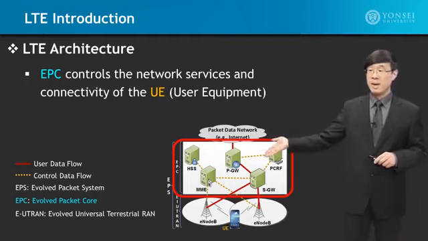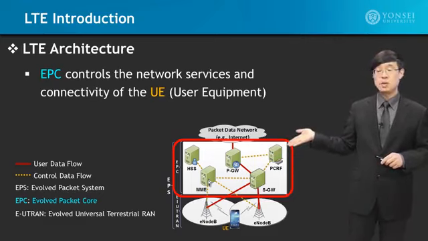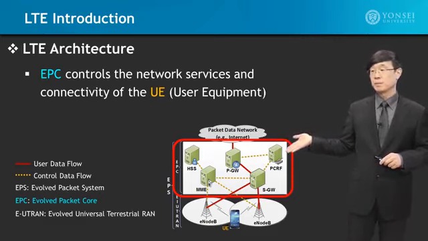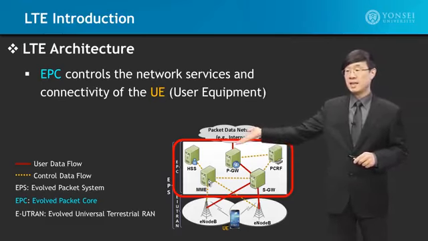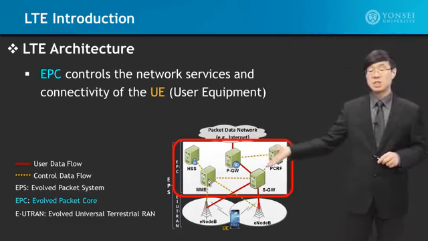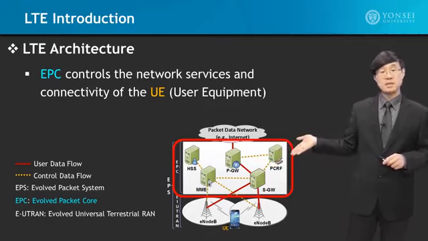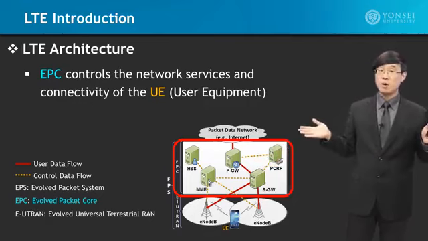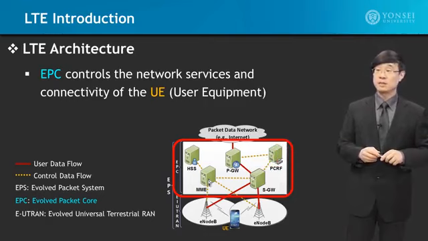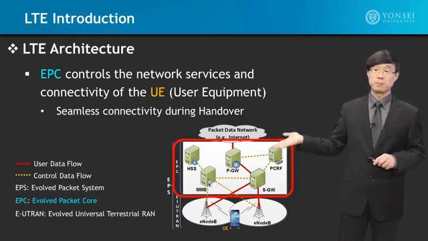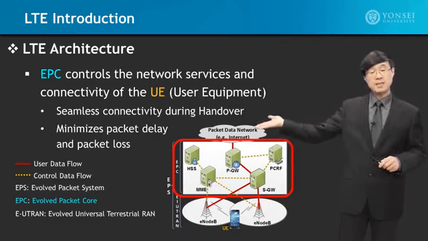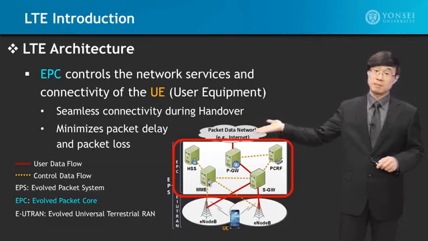They are the main units, and you can see these unique blocks that have names, which you can see PGW, HSS, MME, SGW, and also PCRF. We will definitely go into the details of these units. Seamless connectivity during handover is supported by the EPC. In addition, the EPC is focused to minimize the packet delay and packet loss.